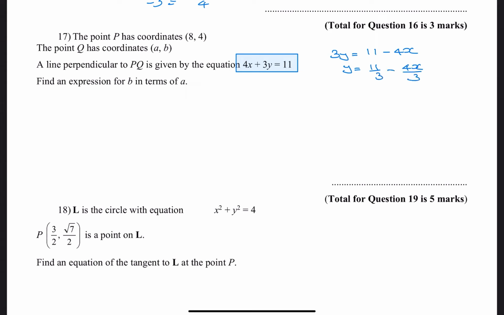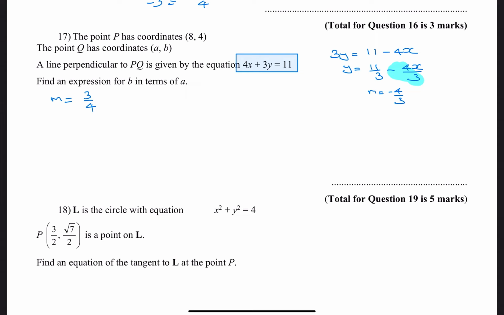So what is the gradient of that line? The m of that line is minus 4 over 3. But you don't want a parallel, you want a perpendicular. So in order to get the actual m you want, it's no more minus because opposite sign, so plus. Not 4 over 3, 3 over 4.